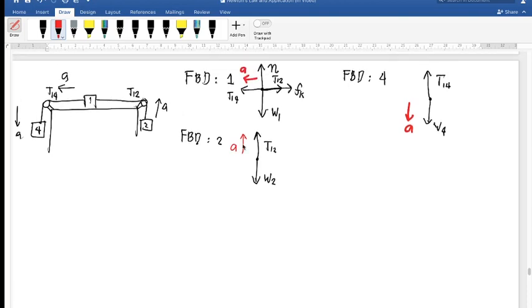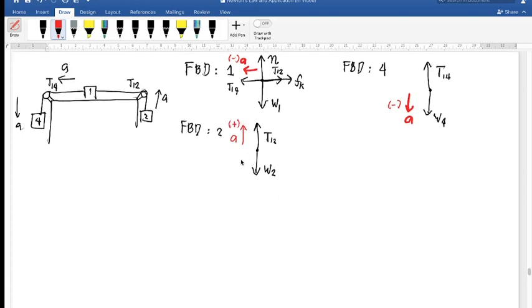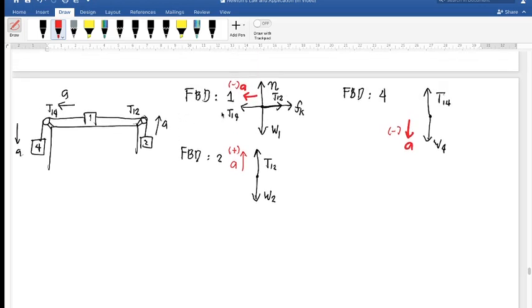So the acceleration of 1 is negative, so you have to take note of that. Acceleration of 4 is still negative, because it is downward. And the acceleration of 2 is upward, so this is positive. So we have to put all together the equations of motion for FBD 1, 2, and the 4 kilogram.